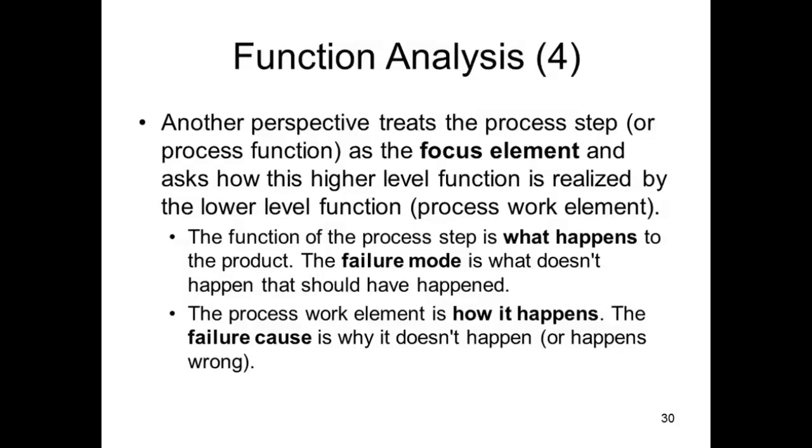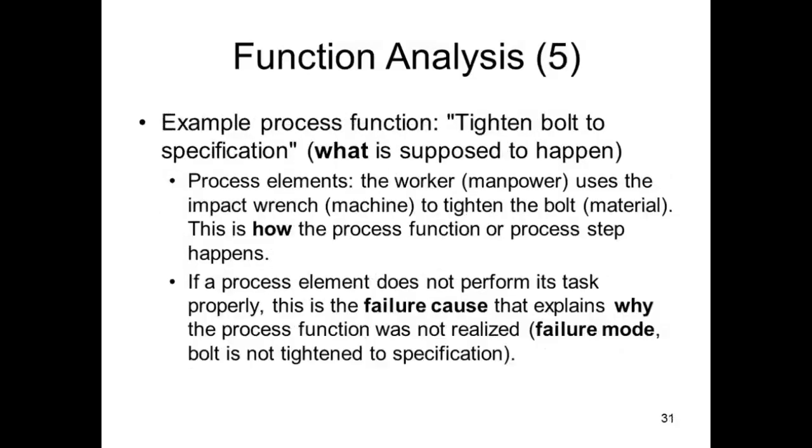The best way to illustrate this, as it often becomes much simpler, is to use an example. The process function is tighten the bolt to specification. This is what is supposed to happen. The process elements are how the process happens, how the process function happens. The failure cause is why the process function was not realized.